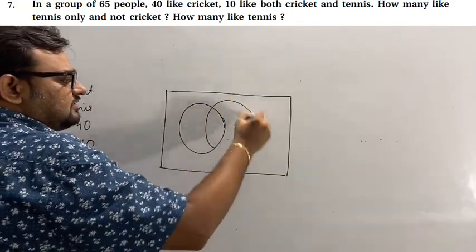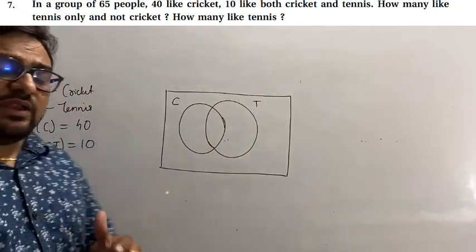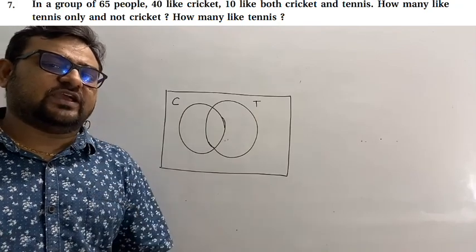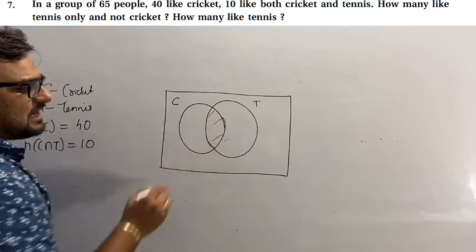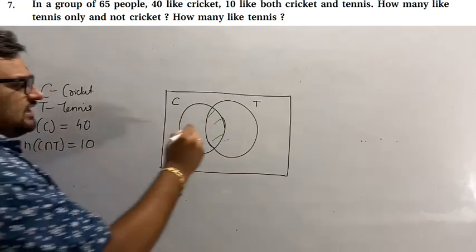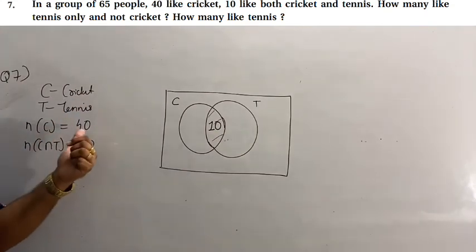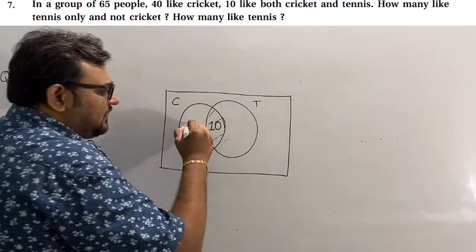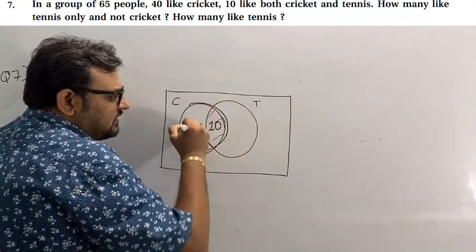Cricket, tennis. C, T. Now remember, when we are filling a Venn diagram, first we need to fill the common element. So here this is the C and T common element. So what is C intersection T? 10. Now how many people like cricket? Cricket 40. So 10 are already there plus 30. So 30 plus 10, 40 cricket.